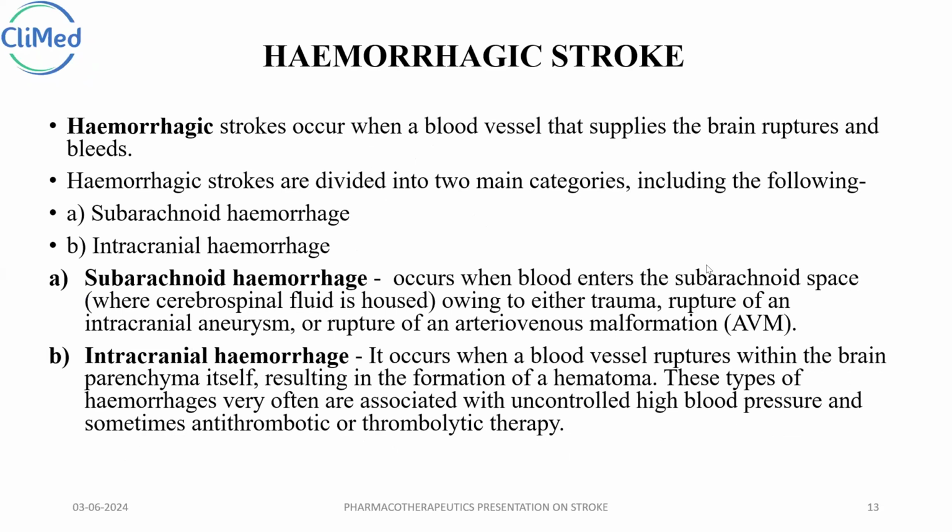Hemorrhage means bleeding, right? So these occur when a blood vessel that supplies blood to the brain is ruptured and bleeding is occurring. There are two types: subarachnoid and intracranial hemorrhage.